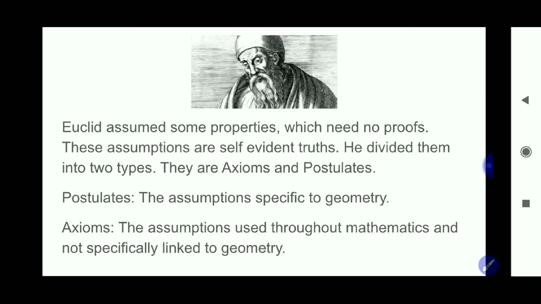Euclid assumed some properties which need no proofs. These assumptions are self-evident truths. He divided them into two types. They are axioms and postulates. Dear students, axioms and postulates both are the same. Postulates are used specific to geometry, and axioms are used throughout mathematics and not specifically linked to geometry. That's all.